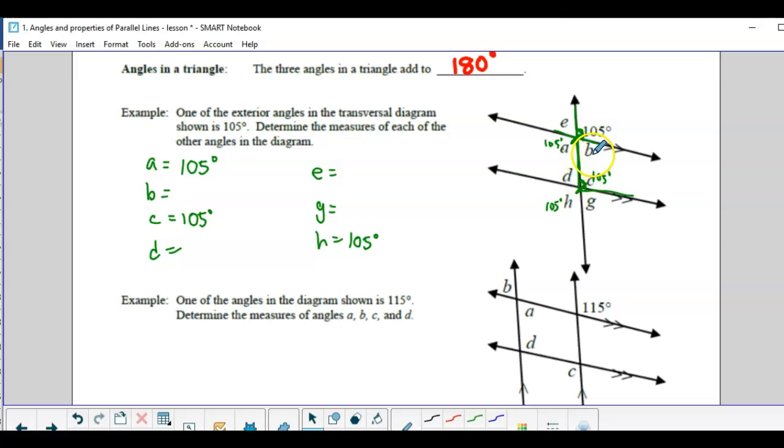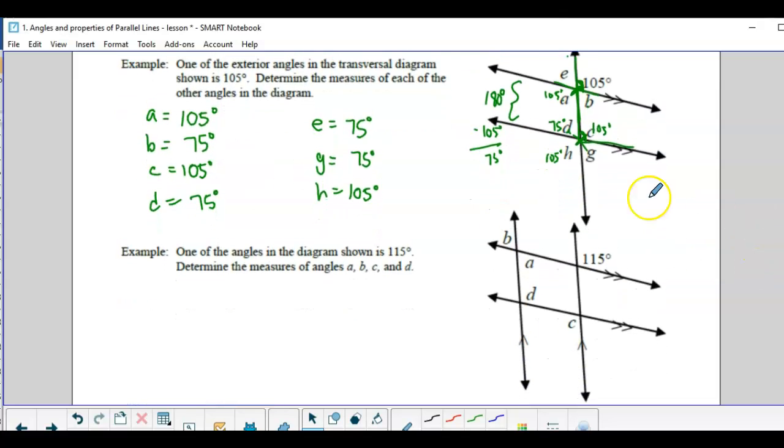Next thing, you can go, well, A and D are co-interior angles, so they add to 180. So 180 minus 105 is 75. That means D is 75. Then if D is 75, G will be 75. And if D is 75, upside down F, E will be 75. Or alternate interior angles, B will be 75. So you don't really have a whole variety of angles, basically 4 of each.